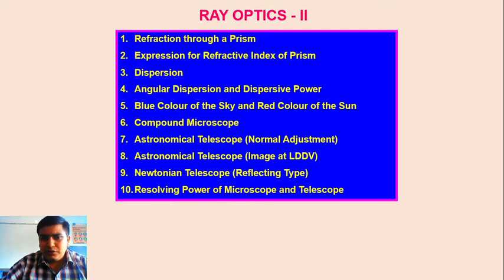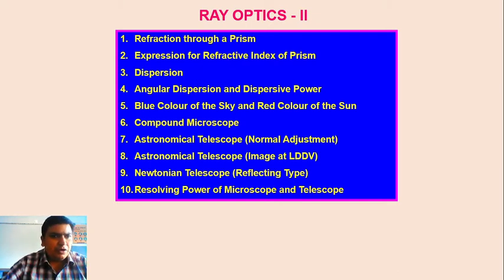And we are moving on to the different optical instruments: the compound microscope, the astronomical telescope of reflection type and refraction type, and the Newtonian telescope. So the resolving power of the microscope and telescope will also be covered in this portion. In this video lecture, we are going to cover the whole prism portion.